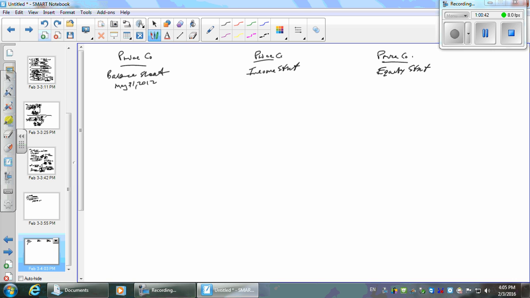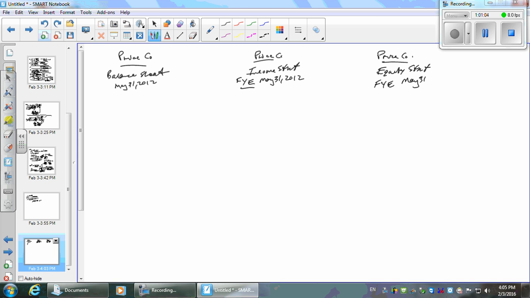On the income statement, you put for the year ended May 31st. Make sure you do that. For the year ended. This is a good one to go over. Equity statement, also for the year ended. You start with the beginning and go to the end. For the year ended May 31st.